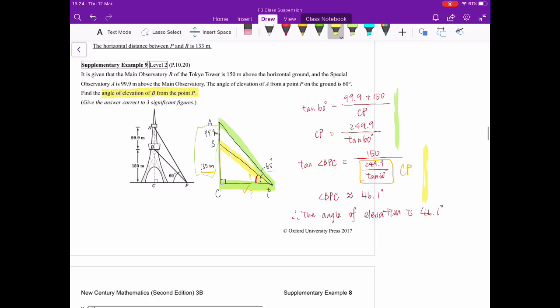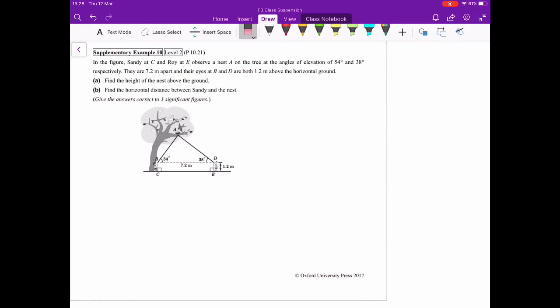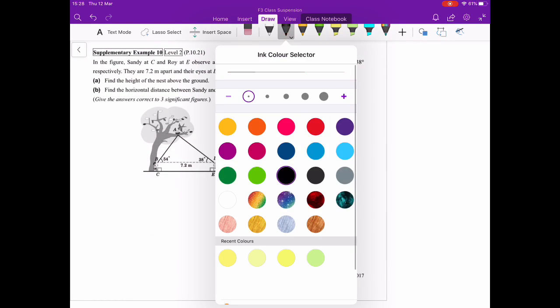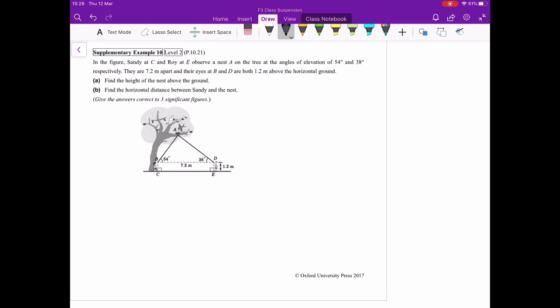Okay, and other example here. Okay, and here is example 10. One more example. A tree, and you have two children, Sandy and Roy, standing on the ground and look at the nest at A. So for simple calculation, you may draw a simpler graph first. Okay, this is ground and this is C and E. So Sandy is standing here and Roy stands here. Around here, this is the nest, and join all the lines.